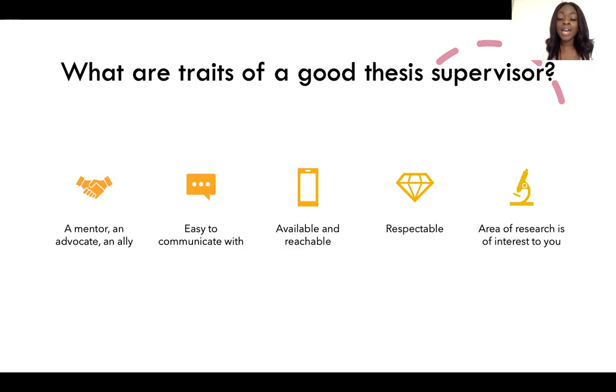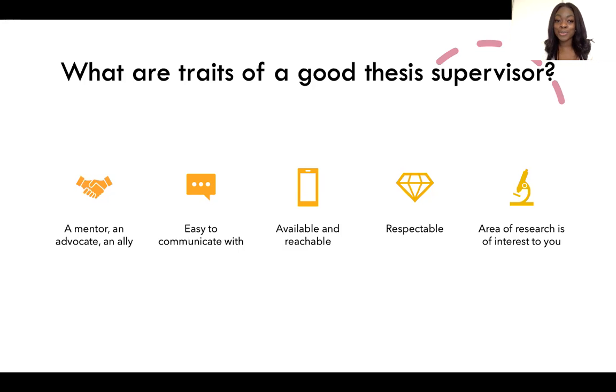Someone that can advocate for you, that you're a good student, that you're a good researcher, and can connect you with people in the field. They also have to be someone that's easy to communicate with. It's very difficult when you have a thesis supervisor that it's hard to communicate with. Like, they could be very awkward.